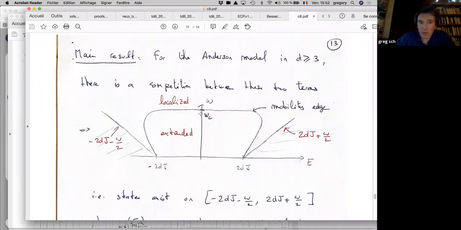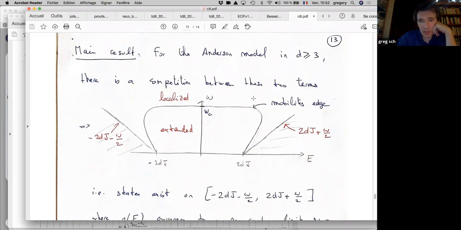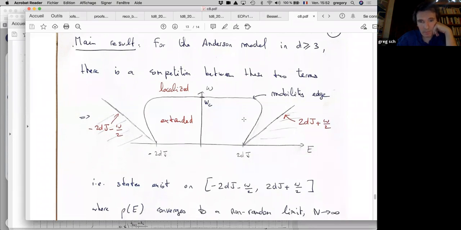Now, what you see also is that if you are below this omega c, depending on the value of the energy, you might actually have extended or localized states. But as soon as the disorder is above omega c, essentially all the states are localized. So you really have a transition, in the sense that if the disorder is beyond omega c, all the states become localized. That's the generic phase diagram that you would have in higher dimensions.